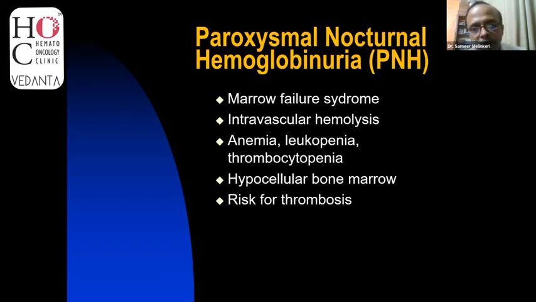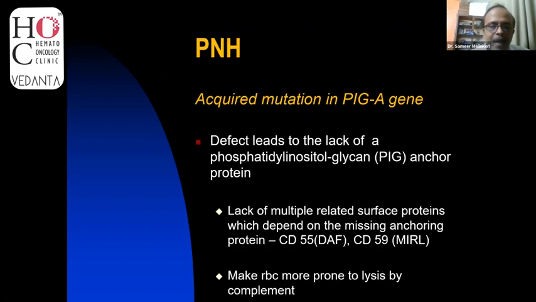It's one of the marrow failure syndromes in which there's intravascular hemolysis. There is anemia, leukopenia, and thrombocytopenia, which can coexist because it can convert. You can have a partial conversion into aplastic anemia in PNH. You may have a hypocellular bone marrow, and there's an increased risk of thrombosis, which I'll explain why. So PNH is a very interesting disease.